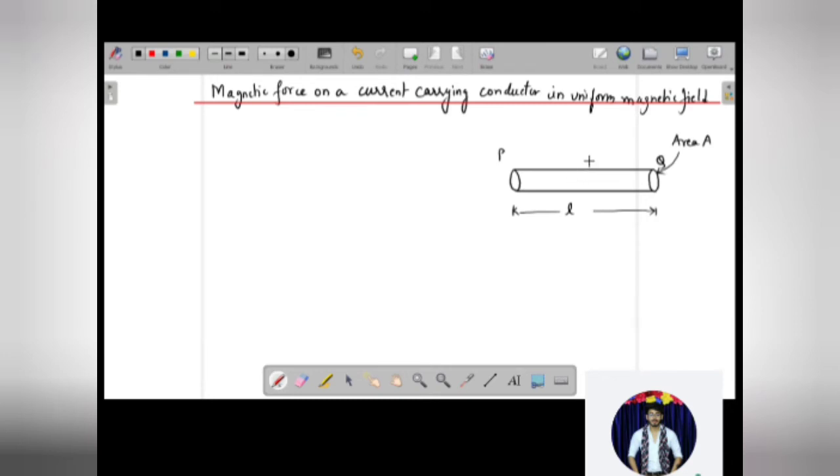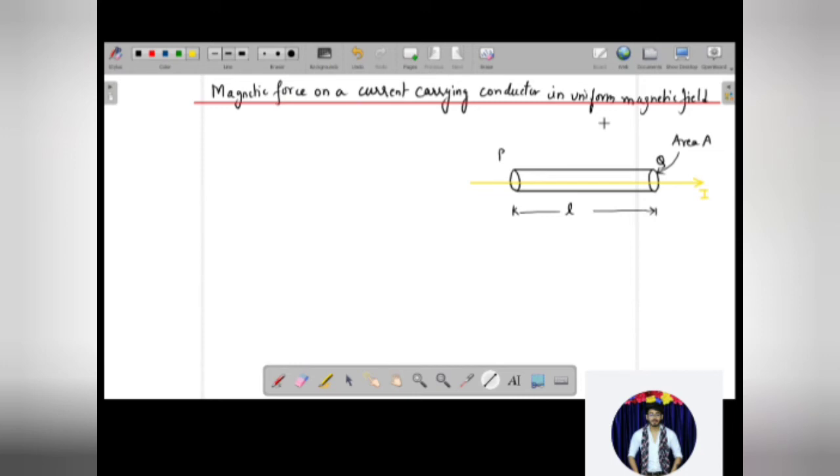Since we have said that the conductor is carrying a current, let us mark the current direction. Let's say the current I is flowing from P to Q in this direction. If I consider this as a current element, what is the current element? A small piece of conductor which is having a current, right? So that is nothing but a current element. This conductor PQ can also be considered as a current element.